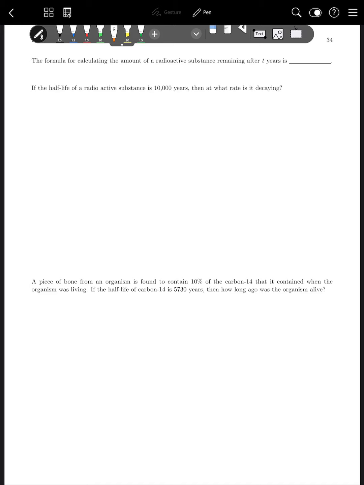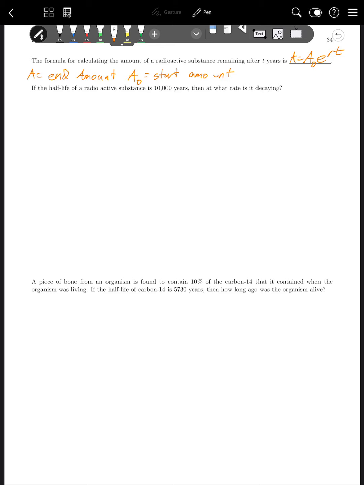The first one of these has to do with exponential decay, and specifically the idea of things that have half-lives. So the formula for calculating the amount of a radioactive substance remaining after t years is A equals A sub 0 times e to the rt. Notice this formula looks exactly like the formulas we've used before. So A is the end amount, A sub 0 is the amount at time 0, so the start amount, and r is the rate and t is the time.